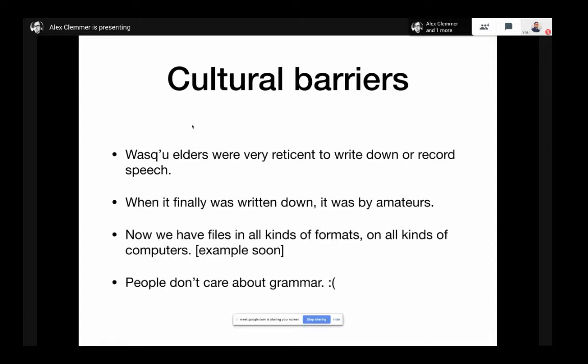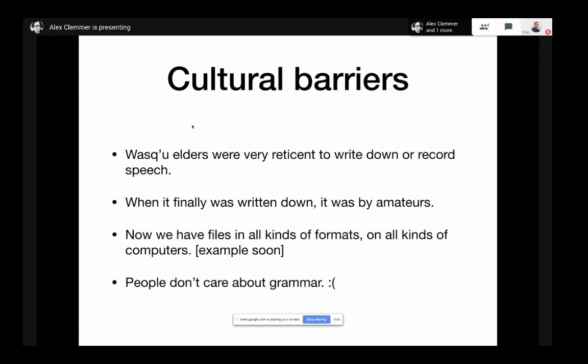And I think there's a deep thing here about the way that we think of our culture versus the way that Europeans tend to think about their culture, which is that the Wasco people tend not to want people to have access to their culture if they're not a part of their culture, right?